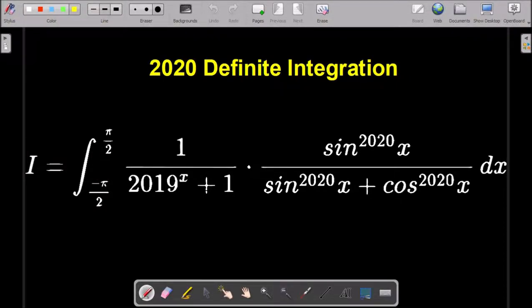Hello everyone. Today we are going to do this integration. It says I equals integration from minus pi by 2 to pi by 2 of 1 upon 2019 to the power x plus 1, multiplied by sin x to the power 2020 upon sin x to the power 2020 plus cos x to the power 2020 dx. Okay, so let's start this integration.